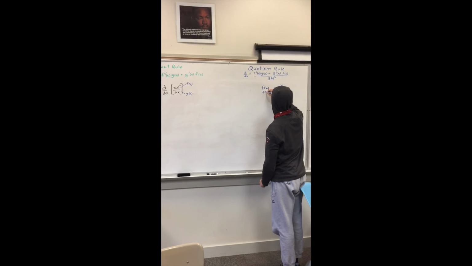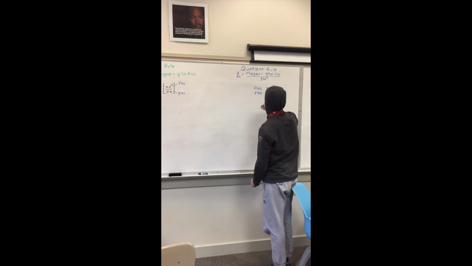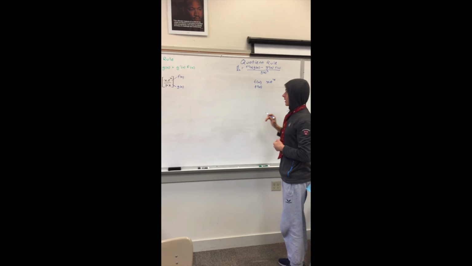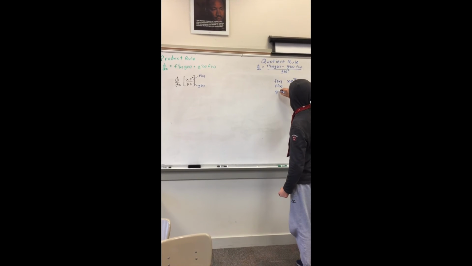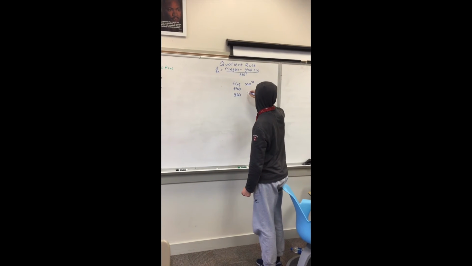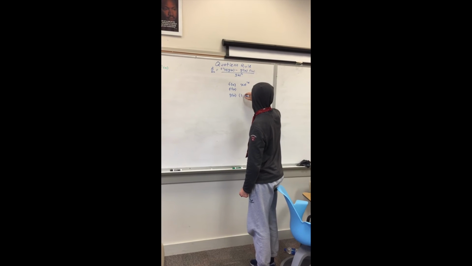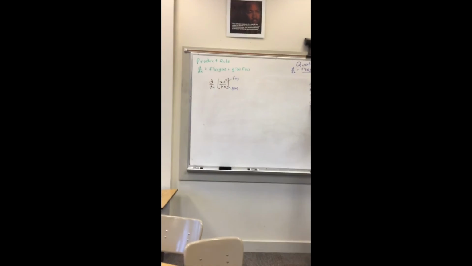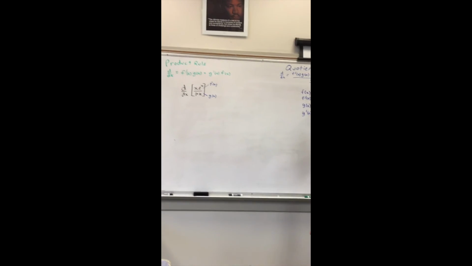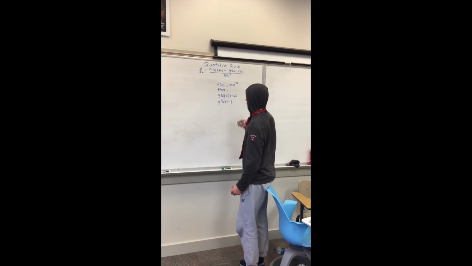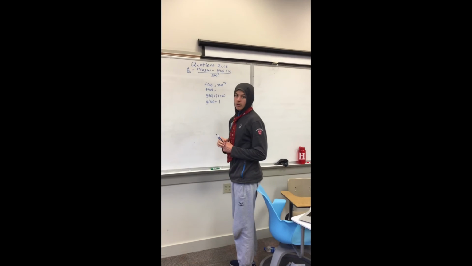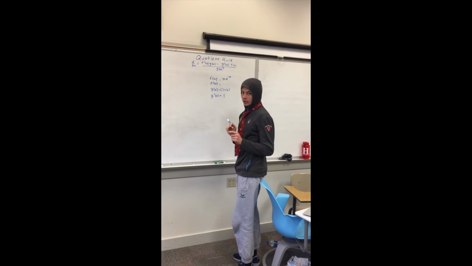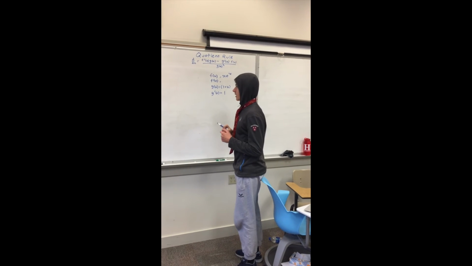F prime of x, we're going to leave that blank because we're going to need to use the product rule for that. G of x is just going to be 1 plus x, and then g prime of x is going to be just 1. Okay, so now we're missing a term here, right? So we're going to need to use the product rule to find f prime of x.